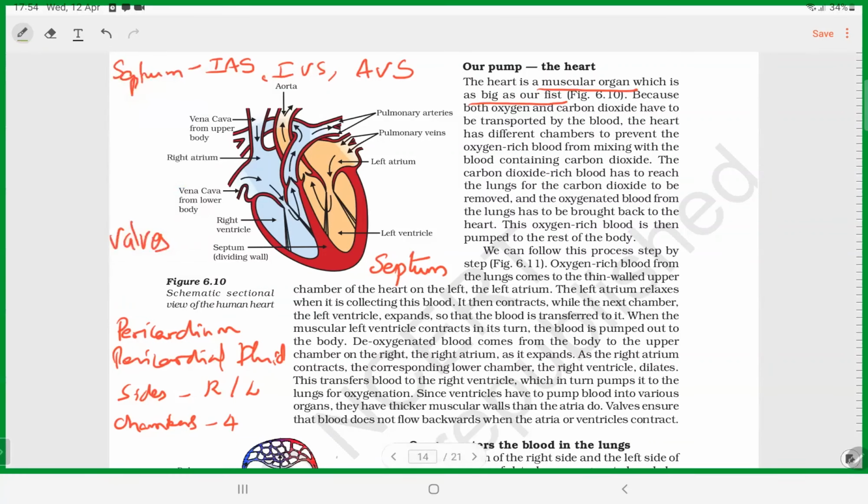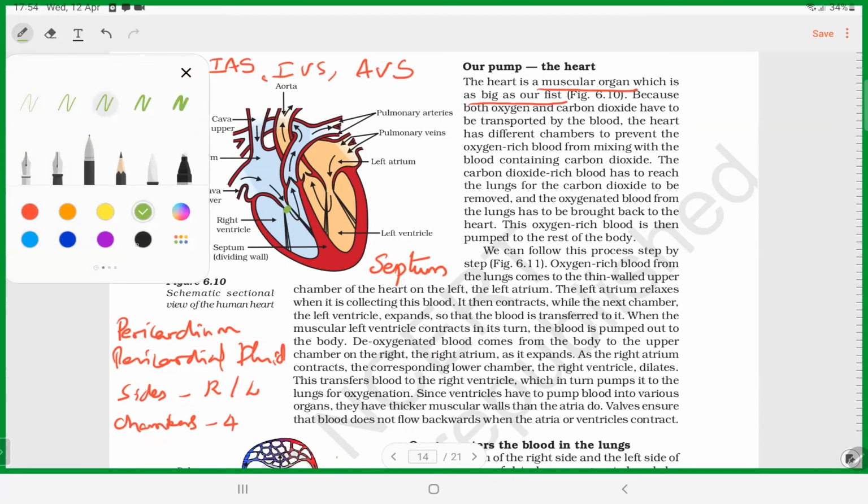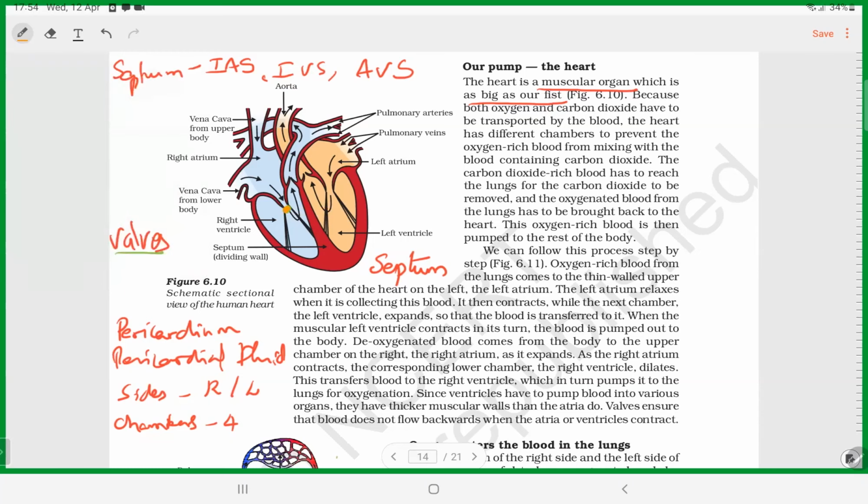Okay, how many valves are present? Between the right atrium and right ventricle, you have a valve. Here, you have a wall. I think you cannot see, just a minute. Okay, here you have a wall, and here, between the left atrium and right ventricle, you have a wall.